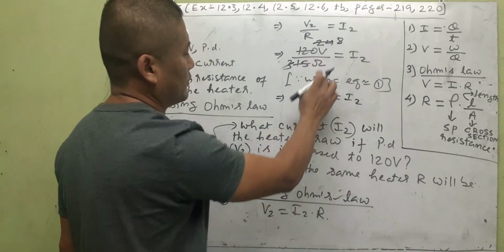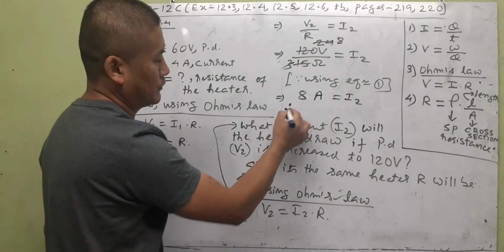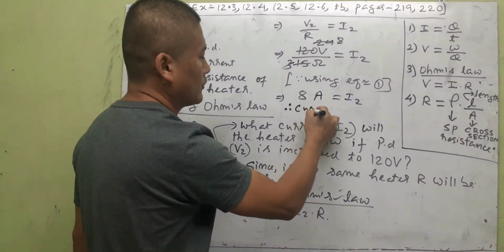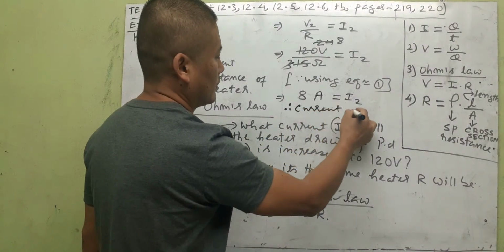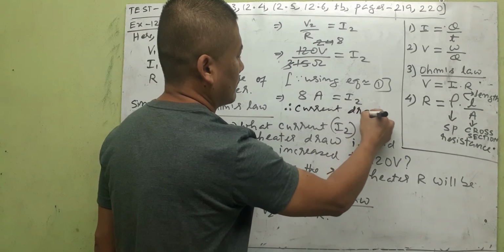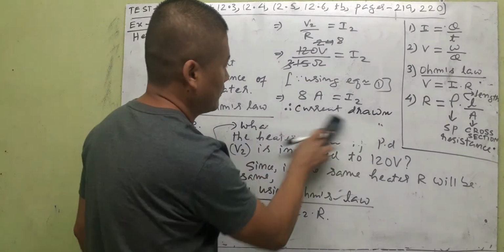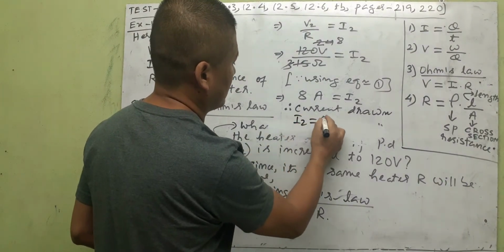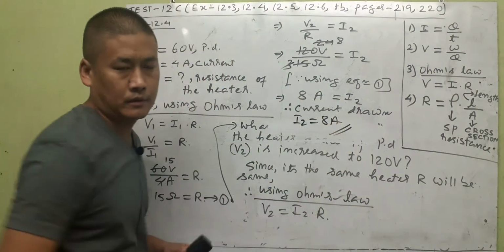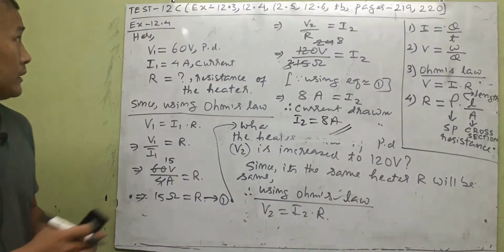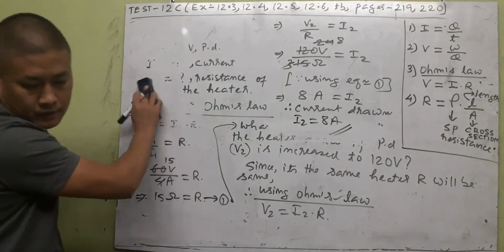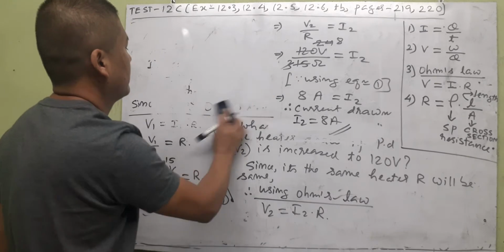SI unit of current is ampere. We know volt by ohm is ampere. Therefore, current drawn, they're asking for I2 equal to 8 ampere. That's our answer. I hope you're getting it right. So 12.4 is done. Let's go to 12.5.